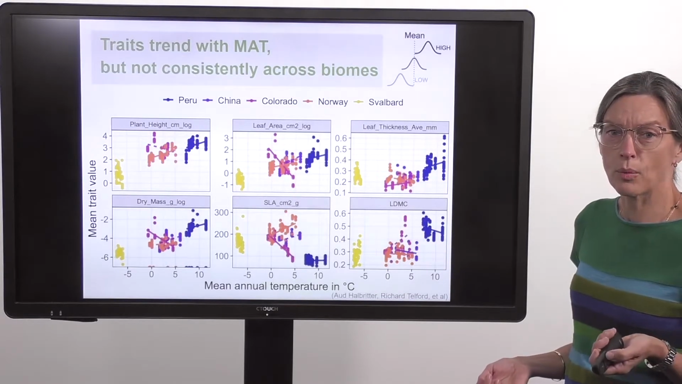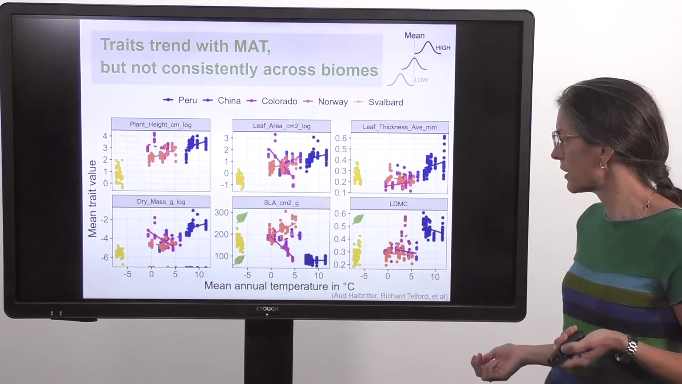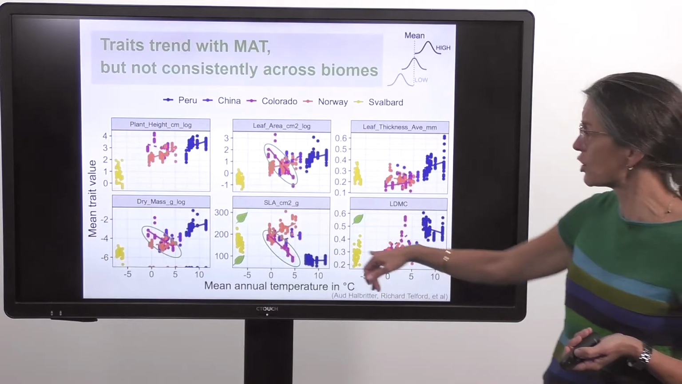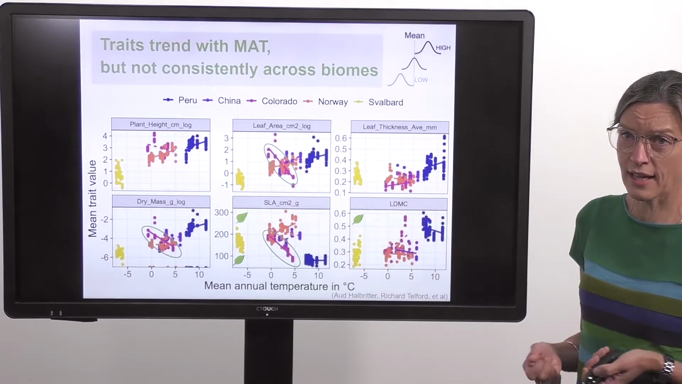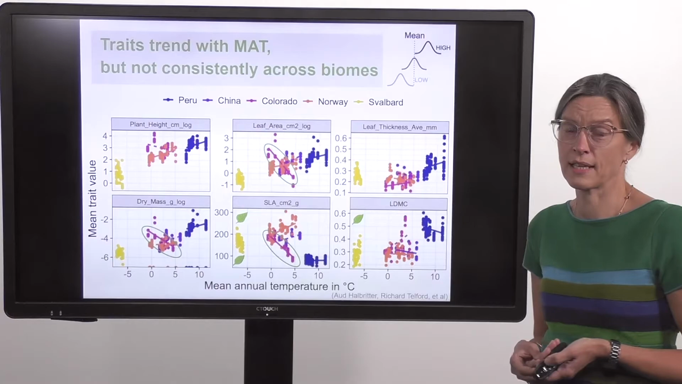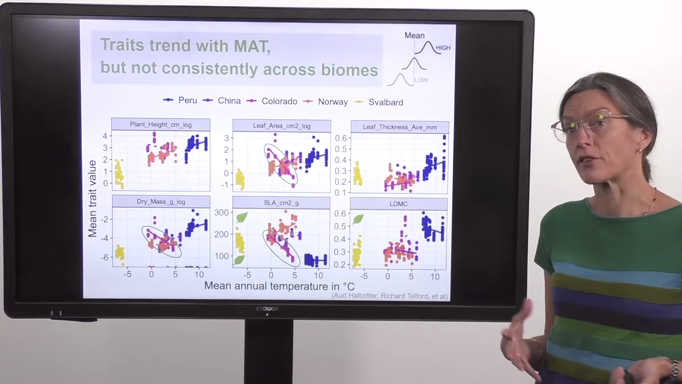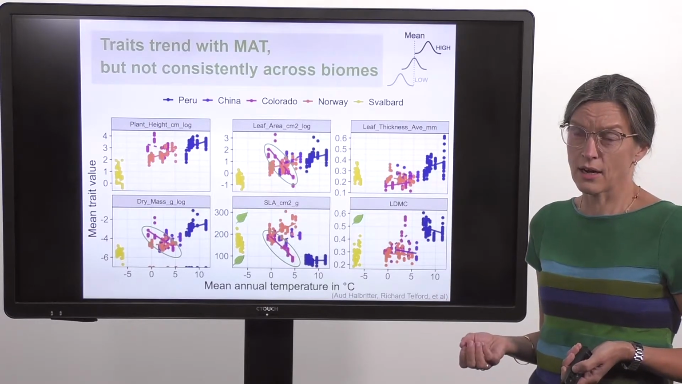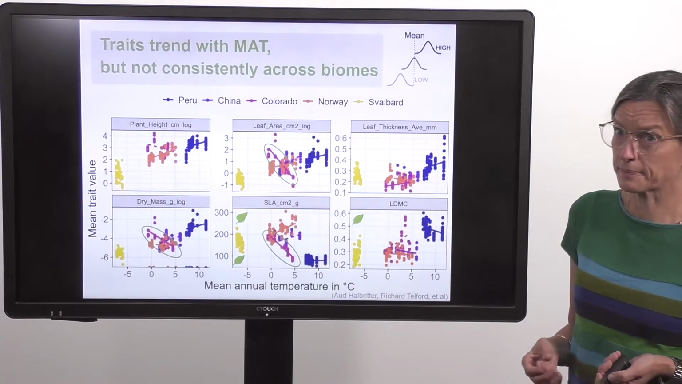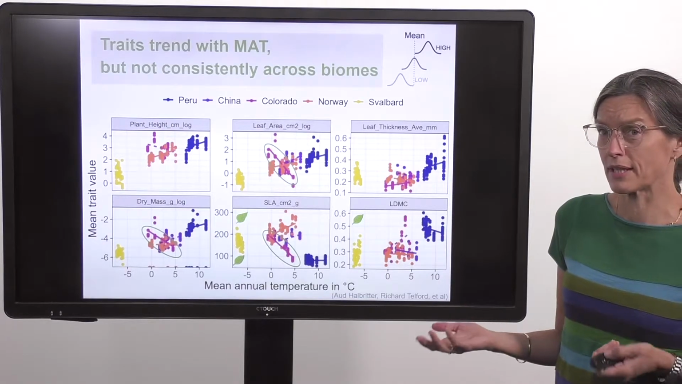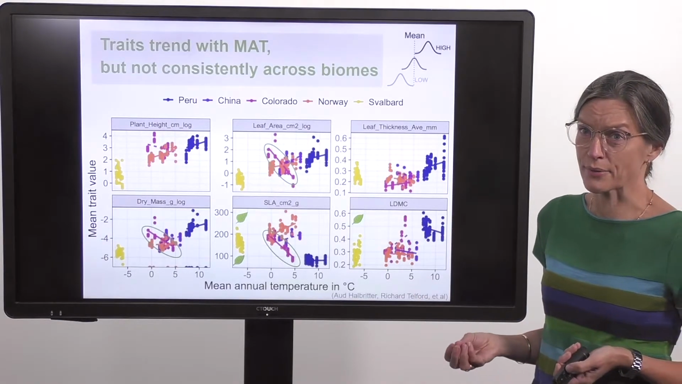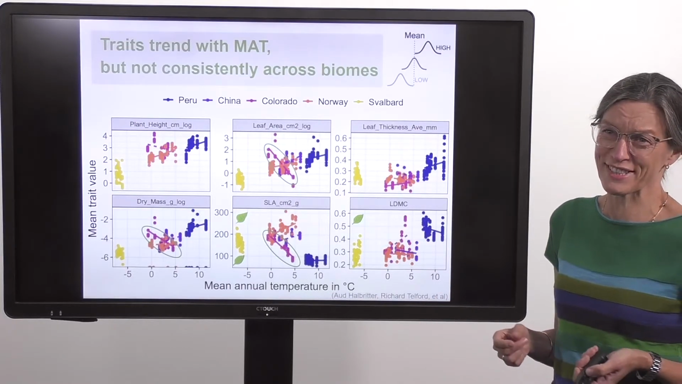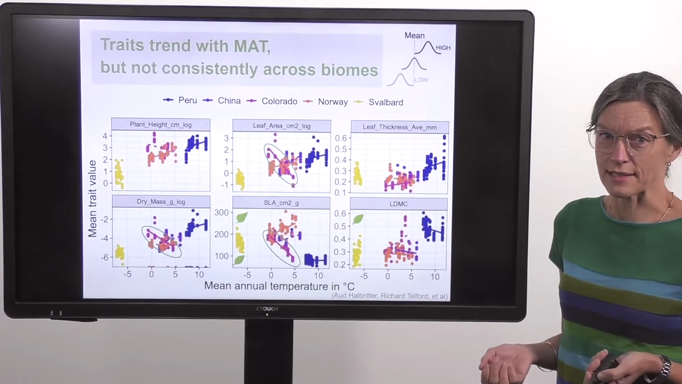Now, one of our regions stands out, and that is Colorado, which tends to be doing the opposite thing a lot of times in these graphs. And Colorado happens to be in a quite dry region, and so therefore these gradients are drought limited rather than temperature limited, and so in a way things are turned around. So already we see that alpines are not necessarily the same, or mountains are not necessarily the same in these different regions.